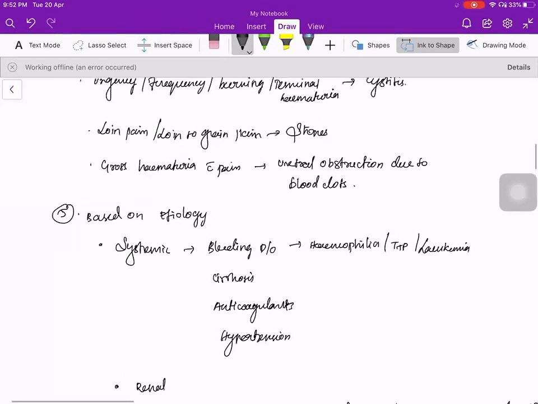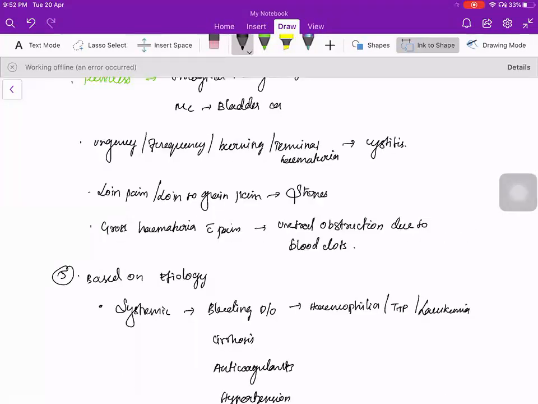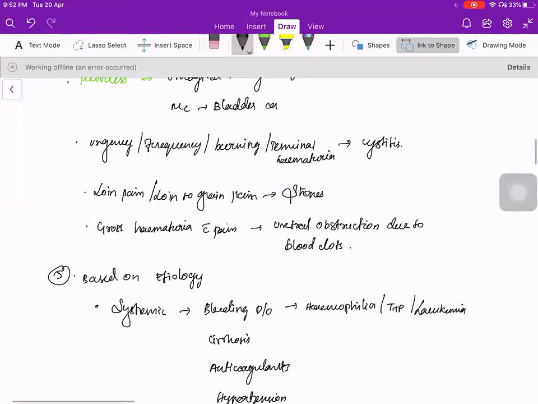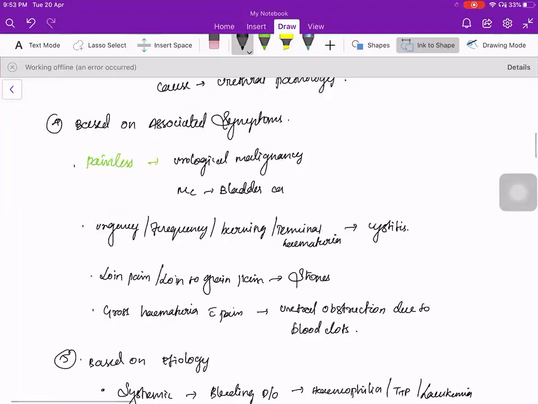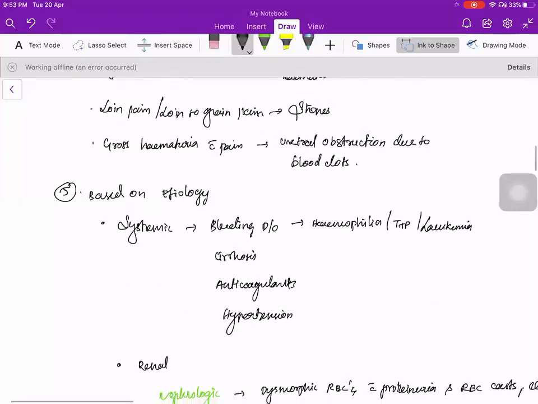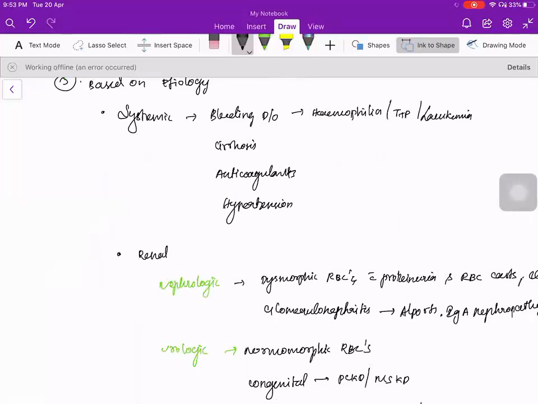And some patients will have gross hematuria associated with pain, and the pain is usually due to blockage of the ureter because of the clots. The blood clots sometimes will block the ureter, thereby causing ureteric pain, and these patients will have hematuria along with pain. So by associated symptoms we can classify the patient, and along with that we can classify the patient based on etiology.